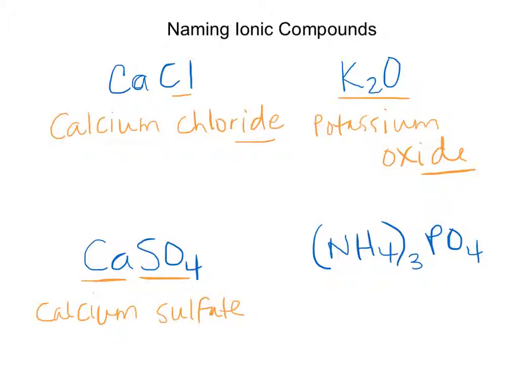Then over here, as I mentioned, this is our ammonium, and this is our phosphate ion. I hope I have enough room for this, but it's ammonium. I don't change that first name at all, and I don't change the second one because it's already been changed, since phosphate is a polyatomic ion. So that's how you name ionic compounds.